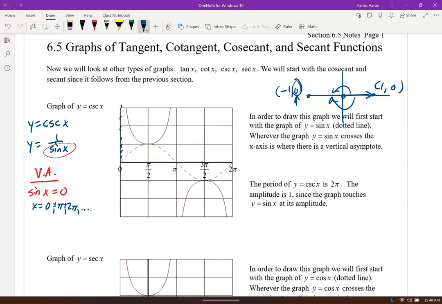X equaling 0, so it's not going to touch that dotted line. X equaling pi, there's another vertical asymptote. X equaling 2 pi, and so on. And that's where you're going to have your vertical asymptotes. And then from there, what you do with the cosecant is you can plot a few points.